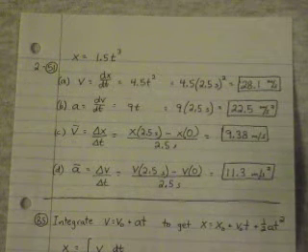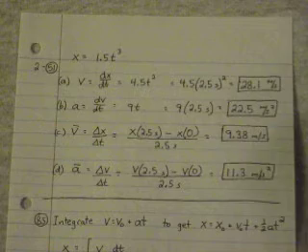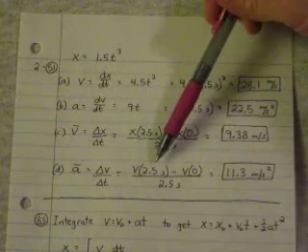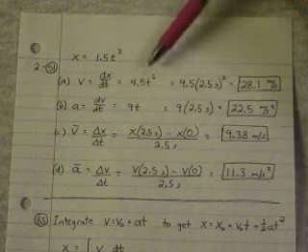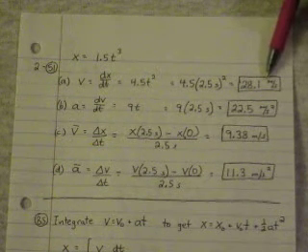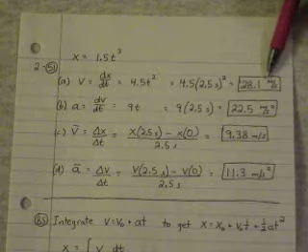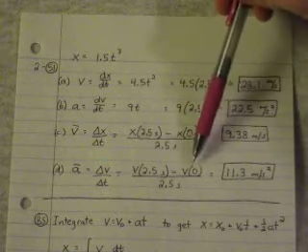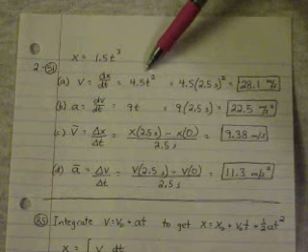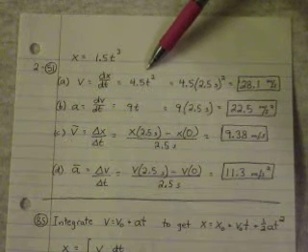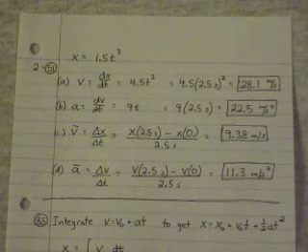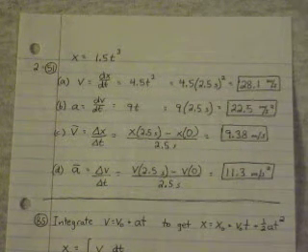Part D, average acceleration, is the difference in the velocities. So velocity at 2.5, which is actually what we got in Part A, minus velocity at 0. If you plug 0 into this equation right here, you get velocity at 0 is 0. And then divide by the 2.5 seconds that have gone by, and you get 11.3 meters per second squared.